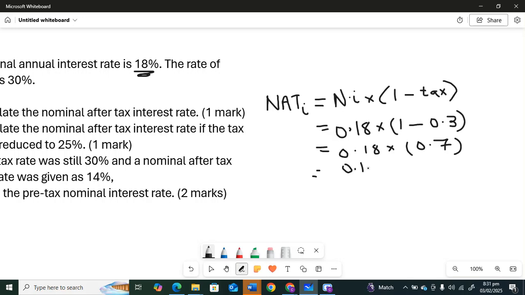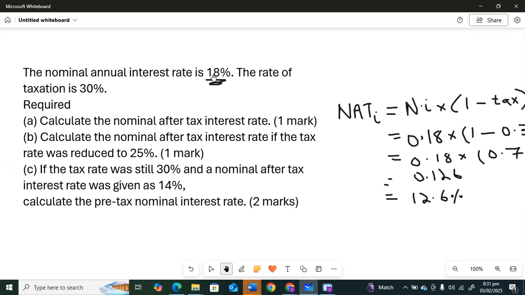So we convert this back into a percentage. We multiply it by 100 and we get 12.6%. So this is the interest you get after tax has been applied, all right? When there is no tax, you're supposed to get 18%. But after tax of 30% is applied, what you get is 12.6%. So as I said, tax reduces your returns because remember, tax goes to the government.